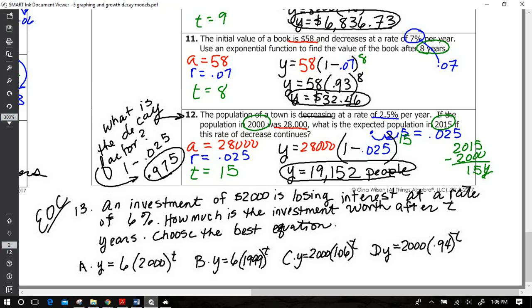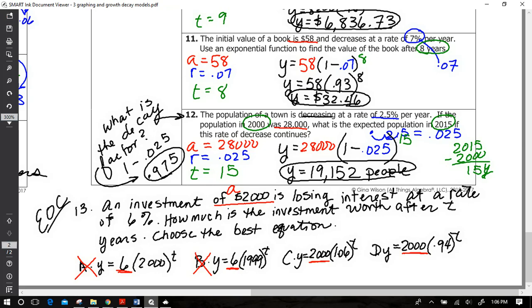You're going to look at this as though it has a decay factor here, okay? So an initial investment of $2,000. So what kind of value is that? And that is my A, that's my original value. So that should go right here in front of the parentheses. Okay, so which of these can I eliminate because the original amount is incorrect? And the answer is A and B are out.